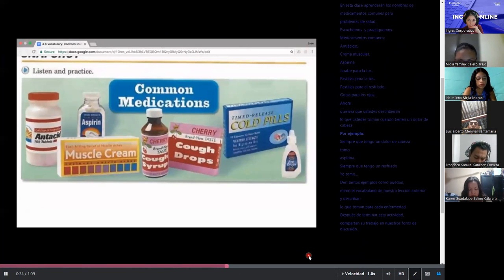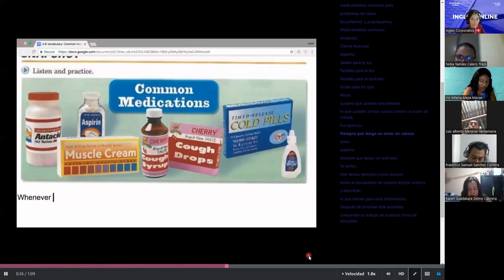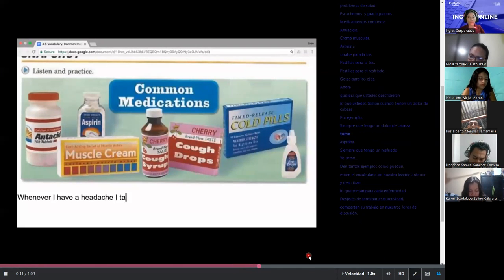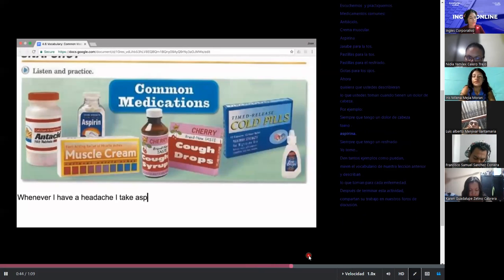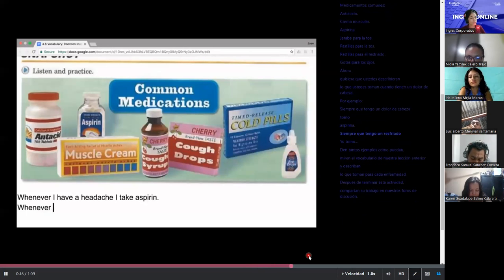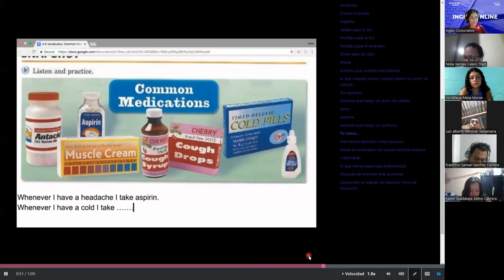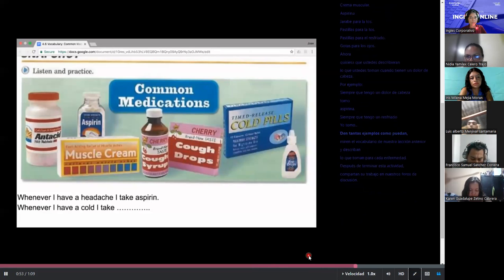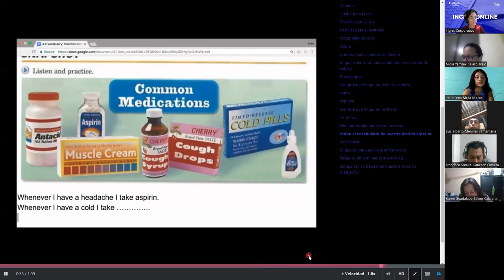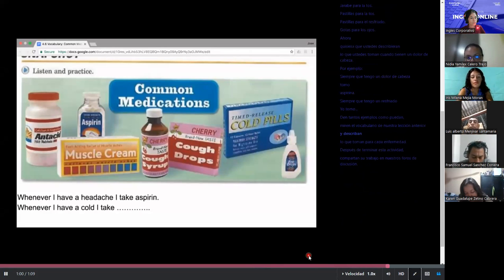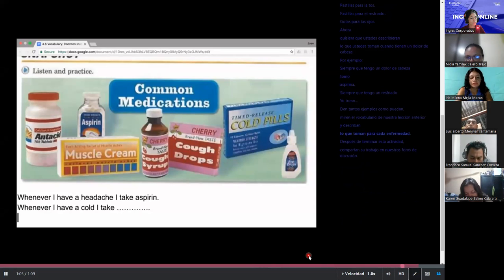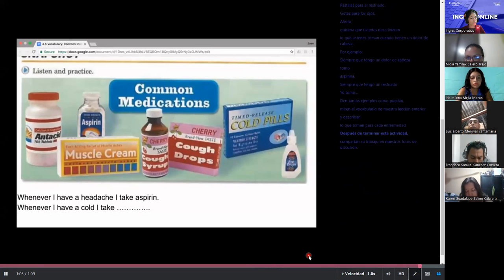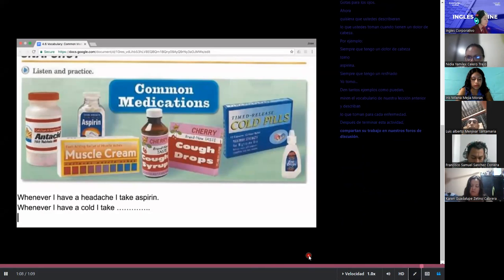For example, whenever I have a headache, I take aspirin. Whenever I have a cold, I take... Give as many examples as you can. Look at the vocabulary from our previous lesson and describe what you take for each illness. After you finish this activity, share your work in our discussion forums.